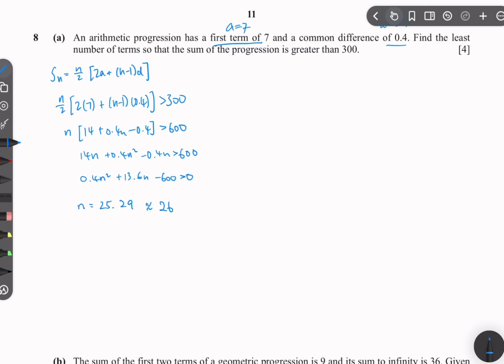And the reason we round up is because if n is equal to 25.29, it will give us a sum of 300, but n equal to 26 will be the first whole number term to give a sum larger than 300. And remember that n can only be a whole number, so that's why it's 26. And if we get n equal to 25, it'll be a sum less than 300.